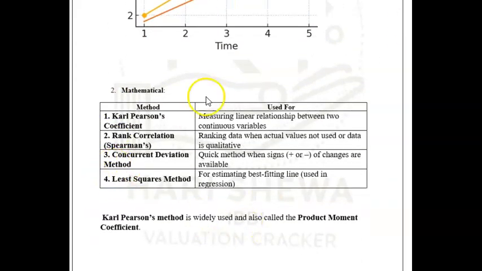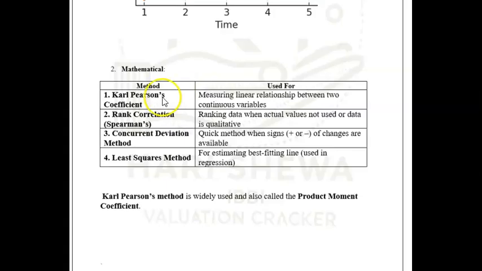And second, mathematical representation. Karl Pearson coefficient: in correlation, Karl Pearson gave the coefficient that measures the linear relationship between two continuous variables. Second, rank correlation, this is called Spearman's. Rank correlation is used for ranking data when actual values are not used or data is qualitative.